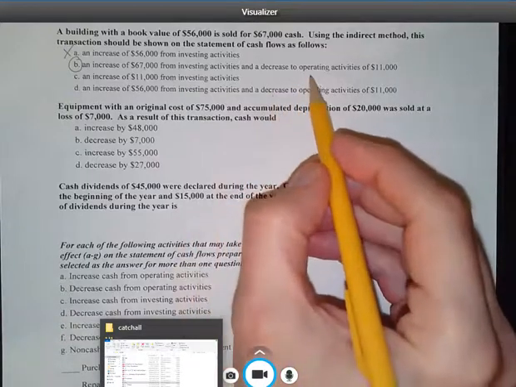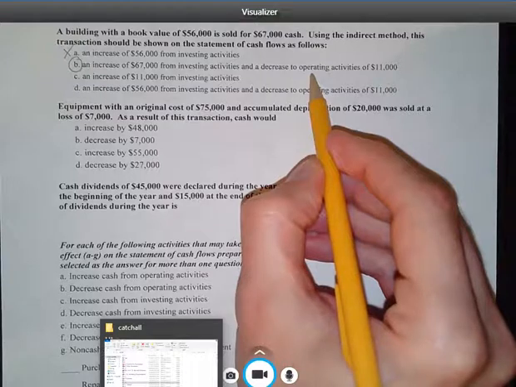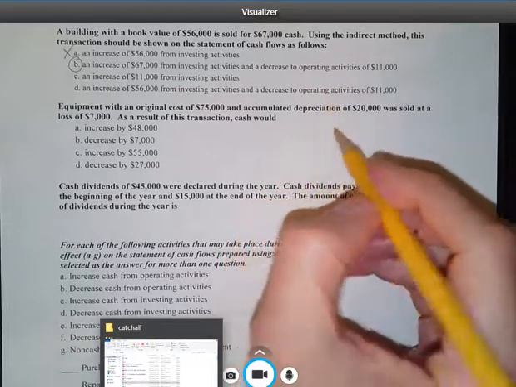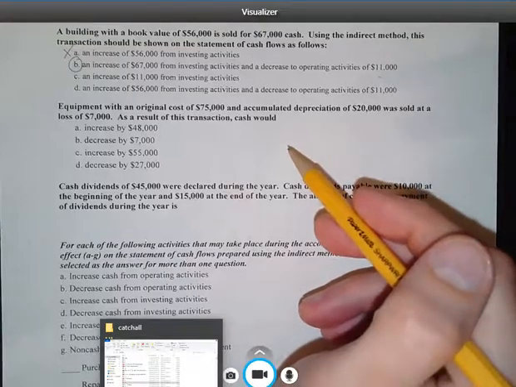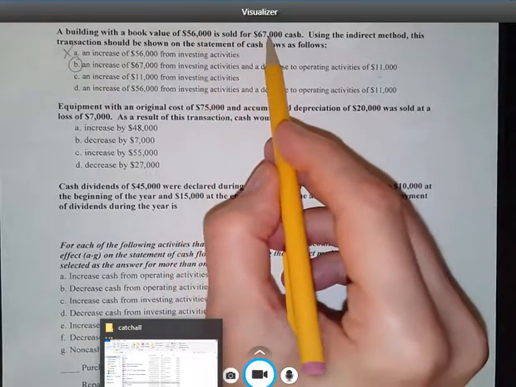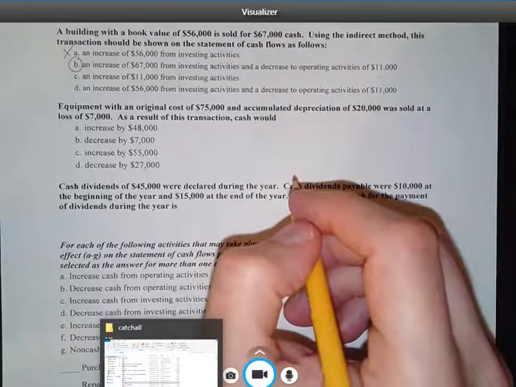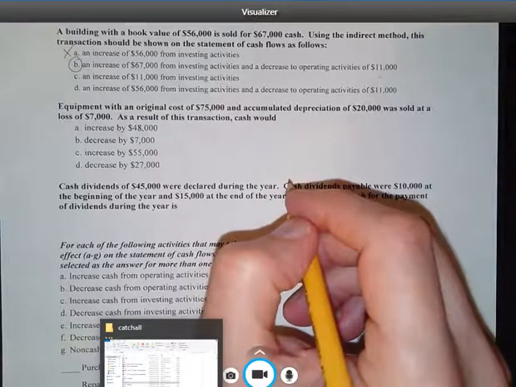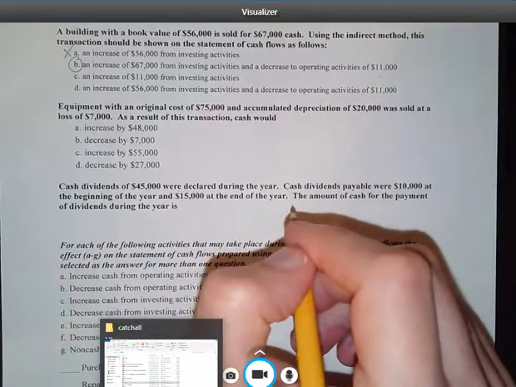Now this second part, you say, what about operating? If this was an investing activity, why do I have a decrease to cash from operating activities? Well, because you have an $11,000 gain here. It doesn't tell you that in the choice, but if we have a book value of $56,000 and we sell it for $67,000, we have an $11,000 gain, and that is a deduction from cash derived from operating activities or net income, however you want to put it. So B is our correct answer.